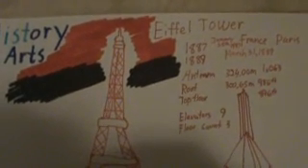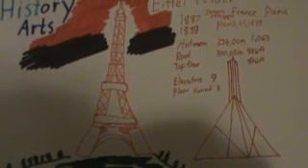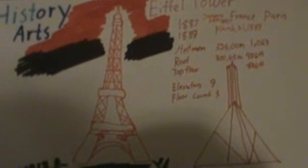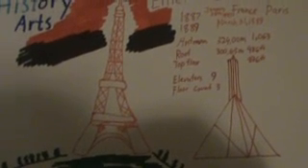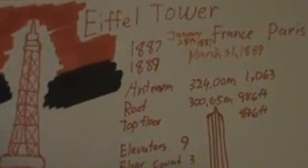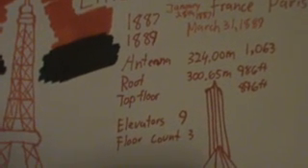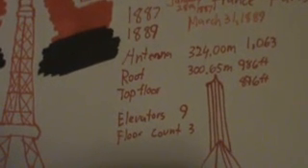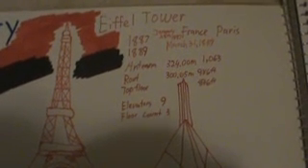The Eiffel Tower. The coloring right here is talking about the Eiffel Tower in Paris, France. Right here you get the details from the construction of it, along with the floors, the height, and the number of elevators and floor counts, so far as 3,000.